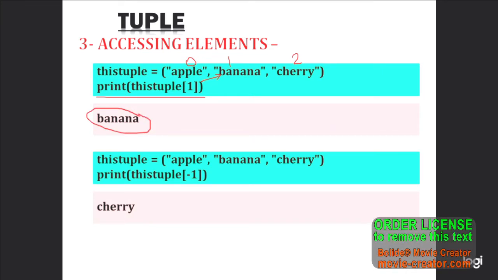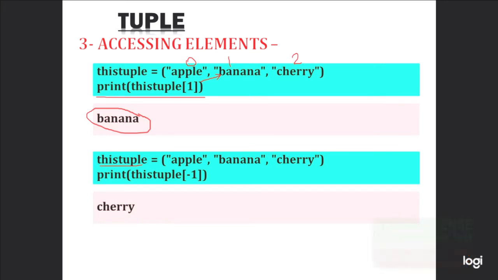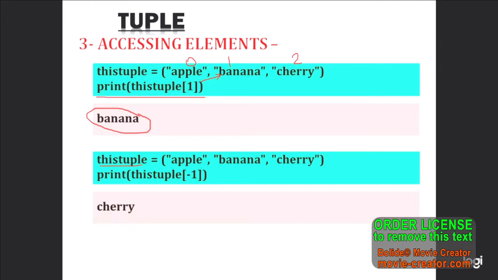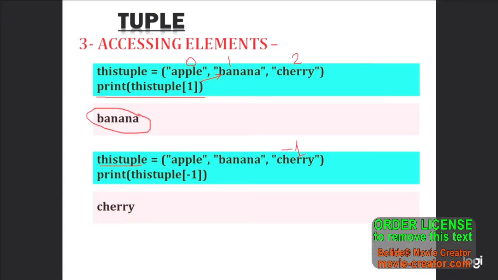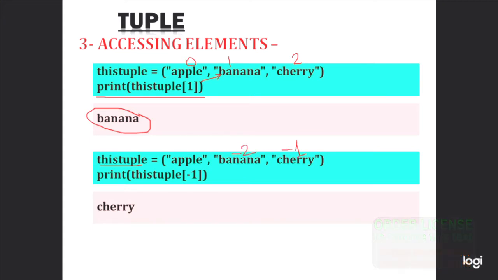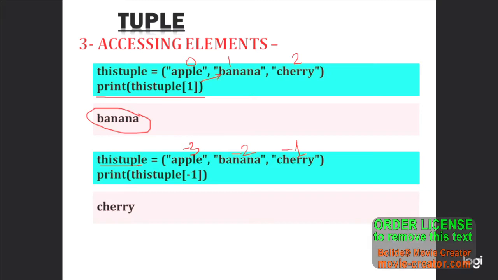Next is an example of negative index number. Tuple name, items: apple, banana, cherry. Now print this tuple. What do you want to print? You want to print the item at index -1. Here negative indexing is -1, -2 and -3. Now at -1 index, cherry is stored, so the output will obviously be cherry.